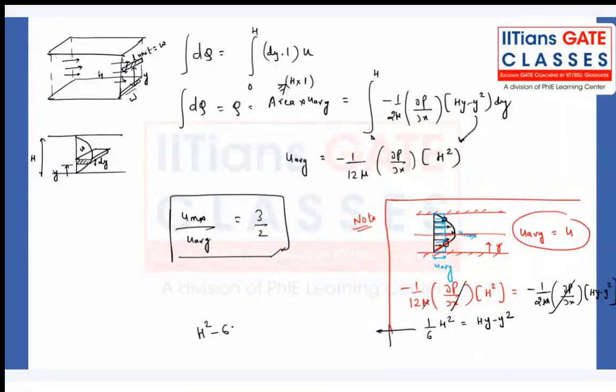h square minus 6hy plus 6y square equal to 0. Now I need to calculate for y, right, in terms of capital H. So you will be getting two equations, two values of y. One is y1, the other is y2 in terms of capital H, and those two values will be within the total height h. So you will be getting two values where exactly they are touching.